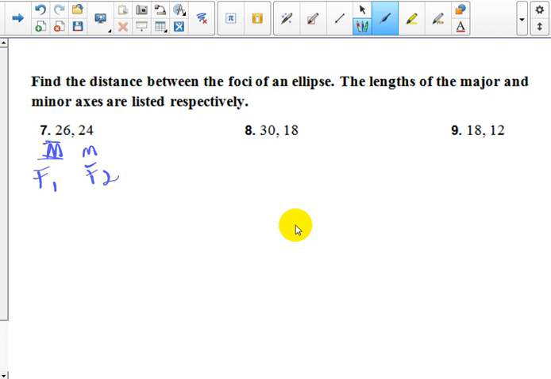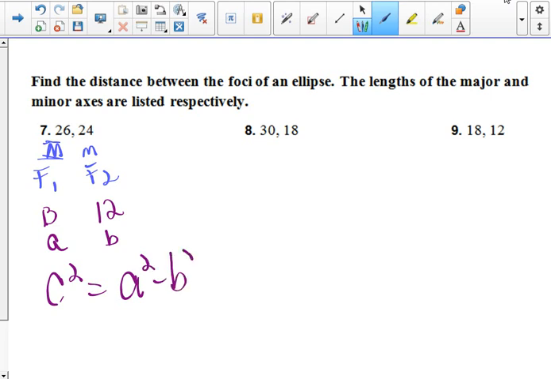So we know that half of our major axis is 13 and half of our minor axis is 12, right? So then there's our a and that's our b. So now we can apply the formula for this, right? So we can say c squared equals a squared minus b squared. And now we can start solving that by saying c is equal to the square root of a squared minus b squared.